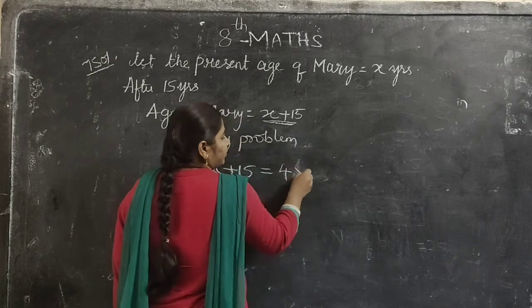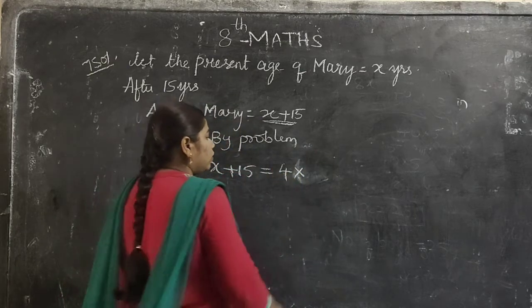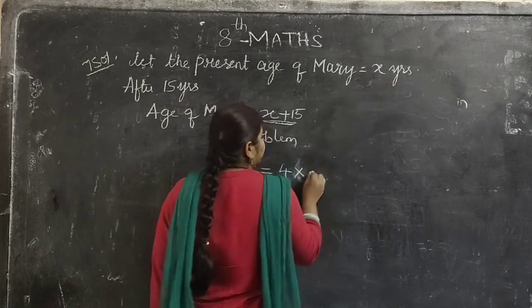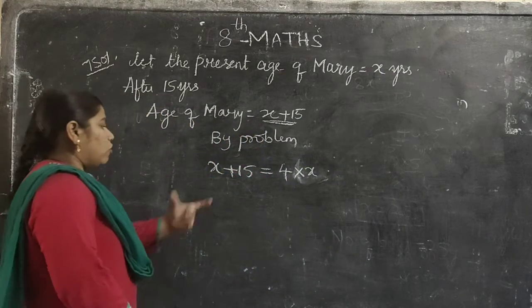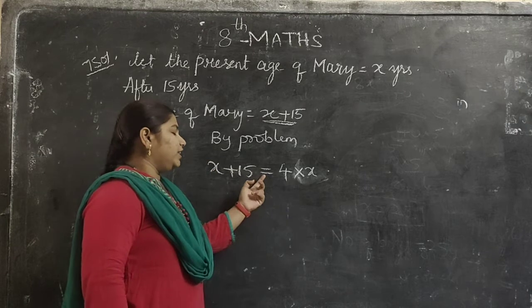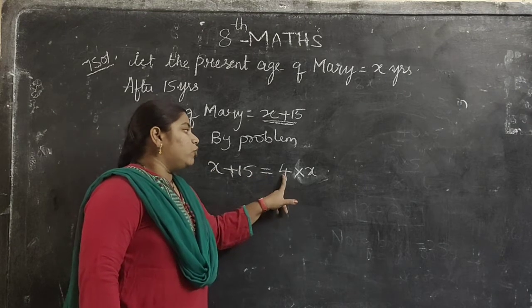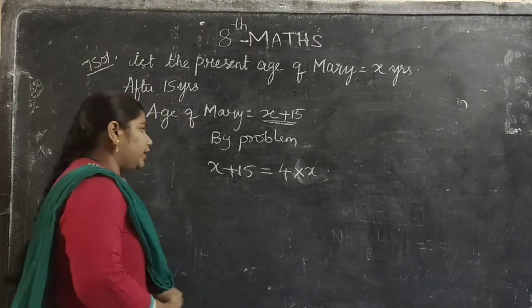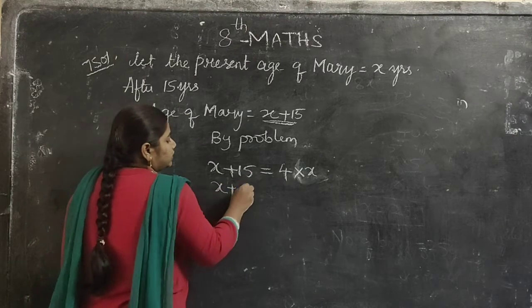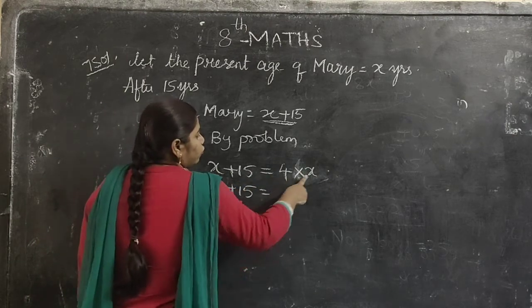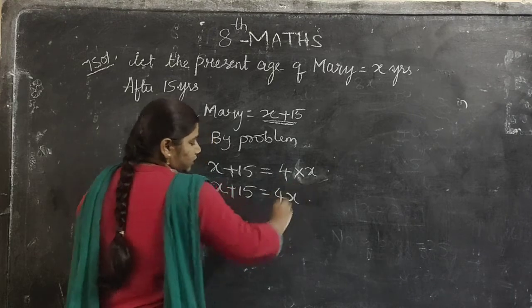Times is nothing but multiplication. 4 times of her present age. What is the present age? X. So by problem we can write after 15 years her age will be equals to 4 times of present age. So you can solve this now. That is x plus 15 is equals to 4 into x is 4x.